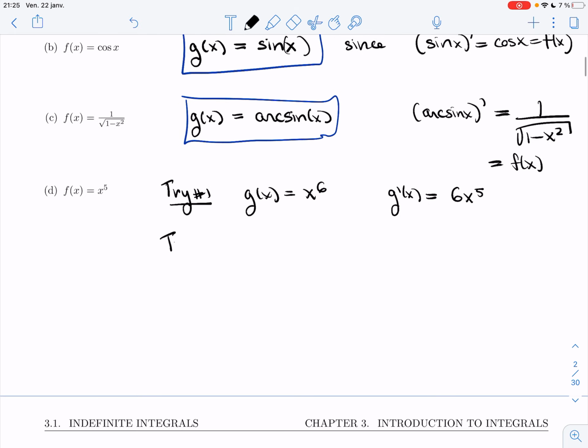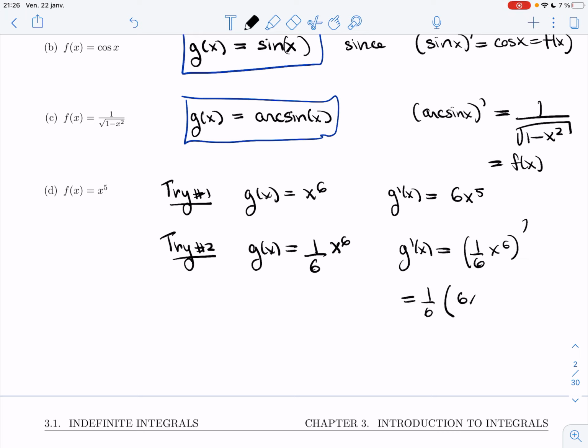Any ideas? What if I divide x to the 6 by 6? Then when I take the derivative, that 1 over 6 just comes out, and then I get 6x to the 5. So adding that 1 over 6 doesn't change much, except that you actually get rid of the 6 that you didn't want here, and you do get f. So that's perfect. This one works.